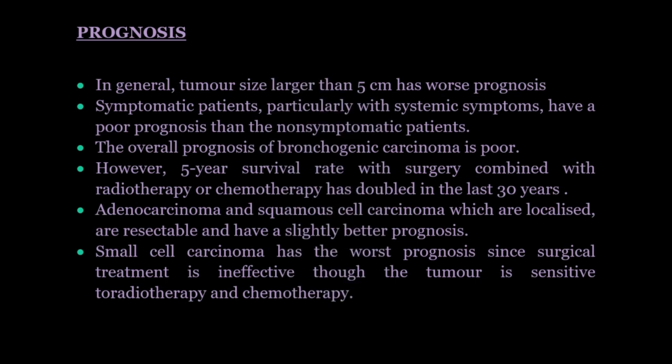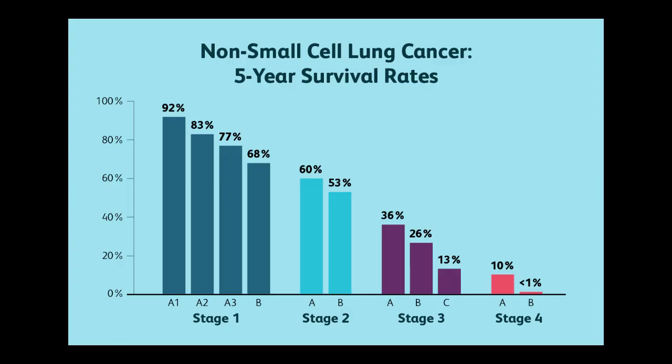Prognosis is a medical prediction of how a disease or injury will develop over time, and this says that adenocarcinoma and squamous cell carcinoma has a slightly better prognosis as they are localized and can be resected, while small cell carcinoma shows the worst prognosis.